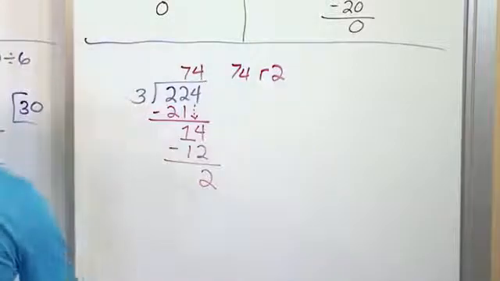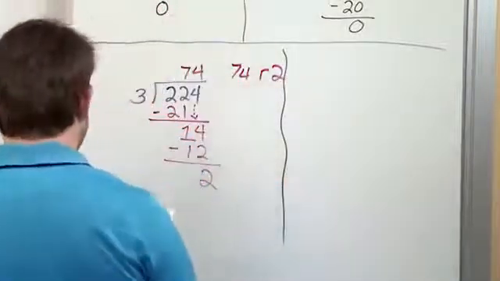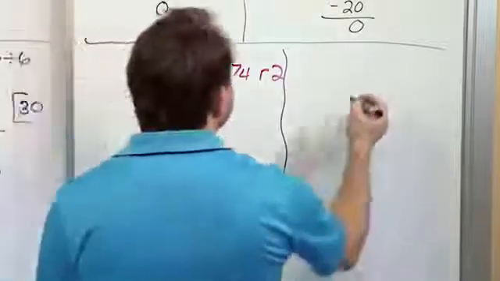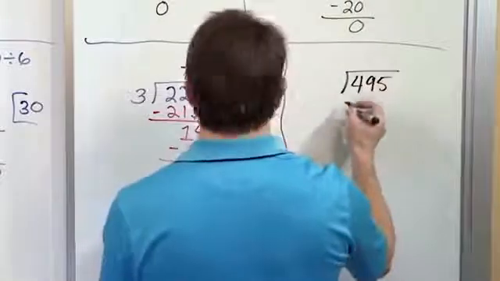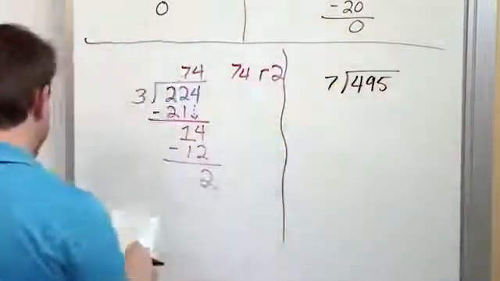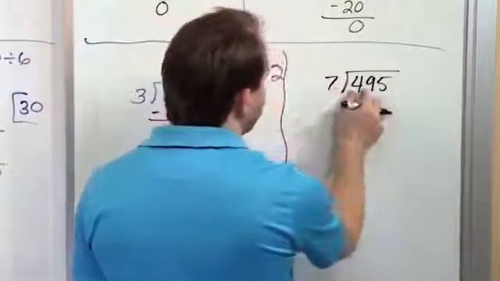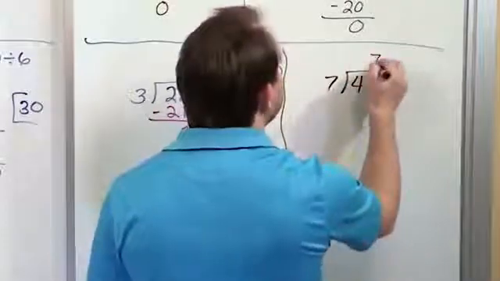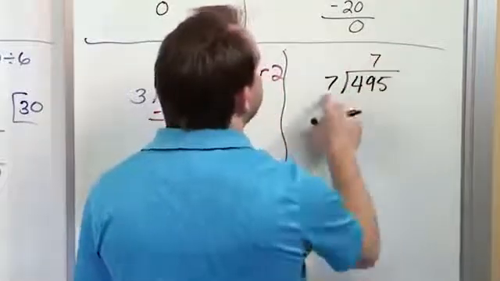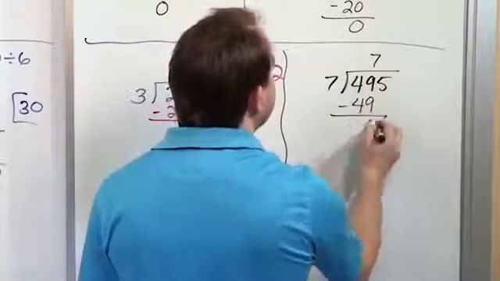Okay? Let's go on to the next problem. Let's say we have 495 divided by 7. So we try to see, can 7 go into 4? No, it can't. Can 7 go into 49? Yes, it can. 7 times 7 is 49. So I do the multiplication, I get 49, and then I subtract. When I do the subtraction, I just get 0.